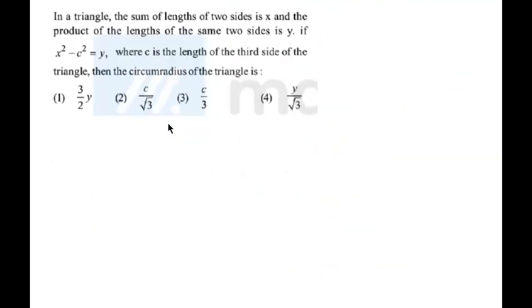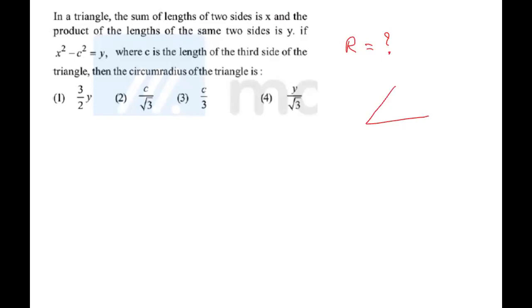See the next question, what is given. In a triangle, the sum of the lengths of two sides is x and the product of the lengths of the same two sides is y. If x square minus c square is equal to y, where c is the length of the third side of the triangle, then find the circumradius of the triangle. Circumradius is denoted by capital R, so we need to find the capital R value.